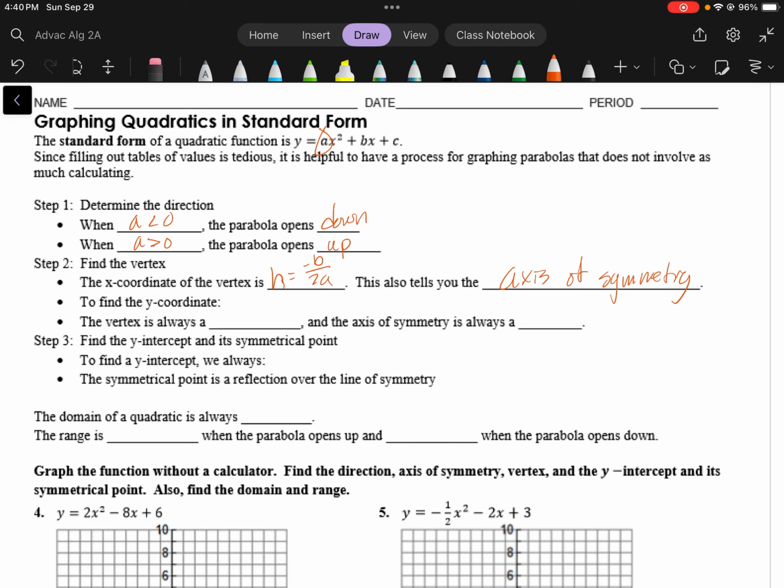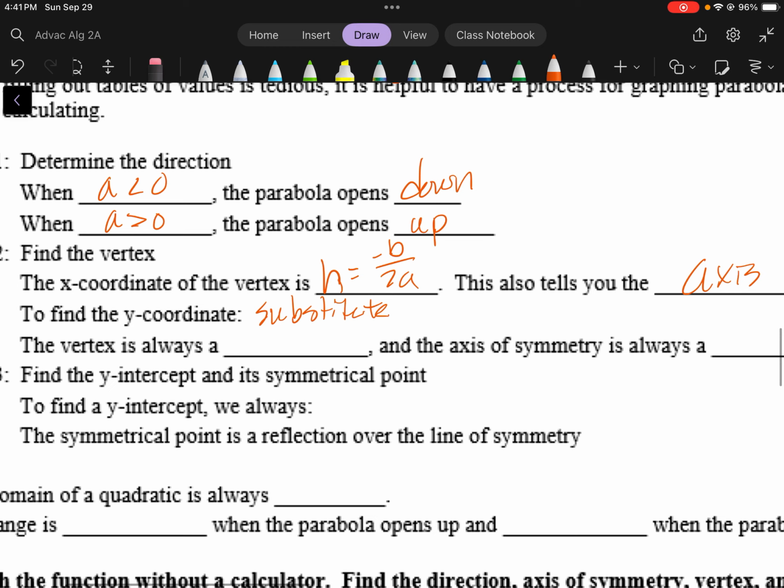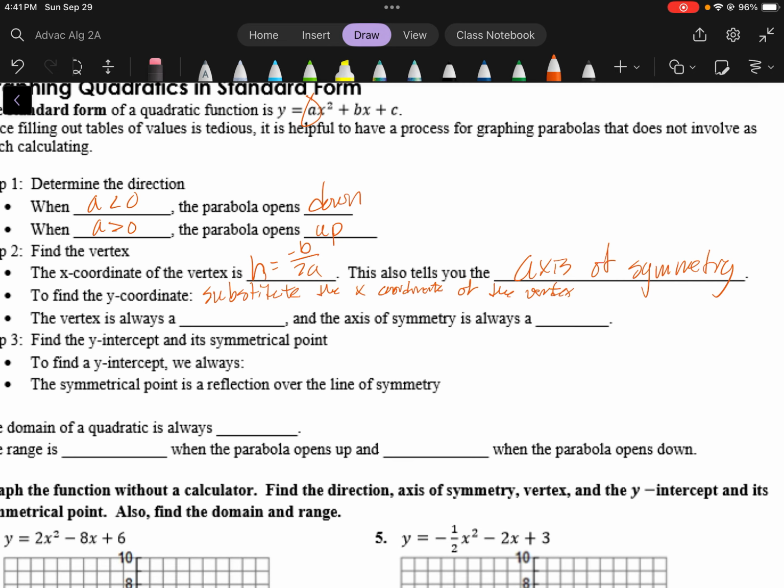Okay. To find the y-coordinate, we're going to substitute the x-coordinate of the vertex into the equation.